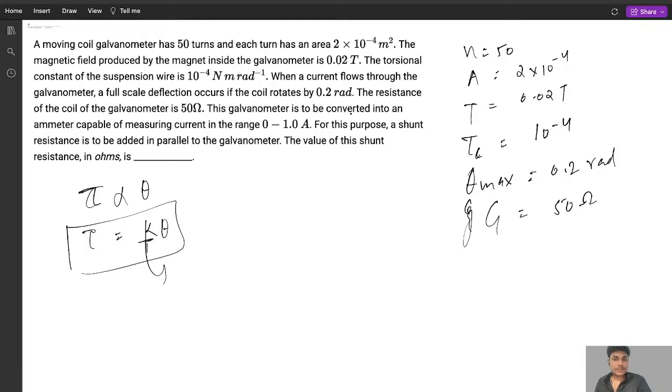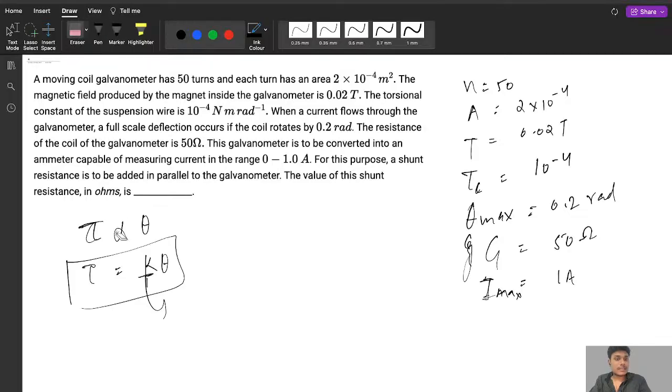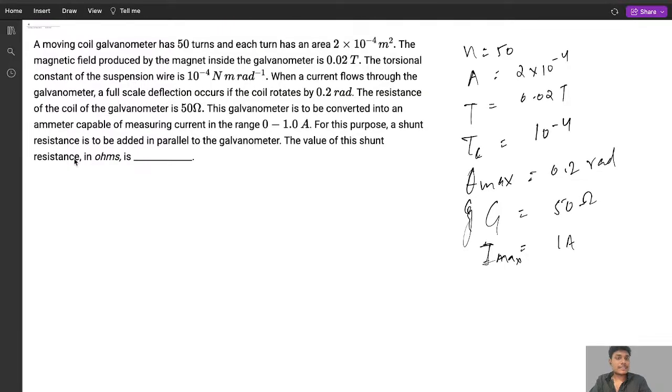This galvanometer is to be converted into an ammeter capable of measuring current in the range, meaning the current through the ammeter is equal to 1 ampere highest. Okay, write it as I max. For this purpose a shunt resistance is to be added in parallel to the galvanometer. The value of the shunt we have to find. First we have to find the current through the galvanometer. After that we have to find the shunt value, right? Do you understand this?